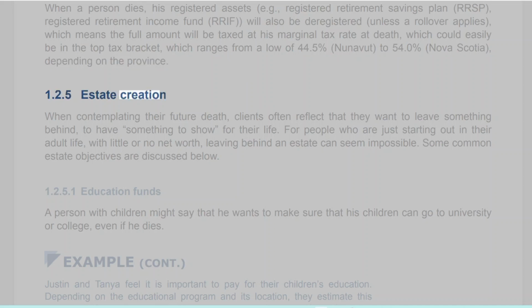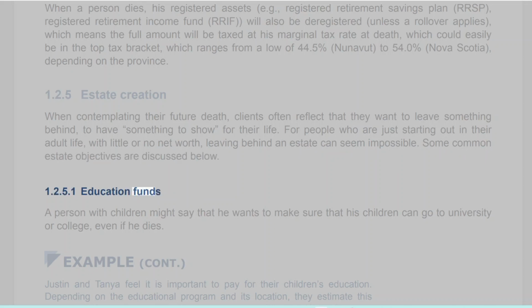1.2.5 Estate creation. When contemplating their future death, clients often reflect that they want to leave something behind, to have something to show for their life. For people who are just starting out in their adult life, with little or no net worth, leaving behind an estate can seem impossible. Some common estate objectives are discussed below.